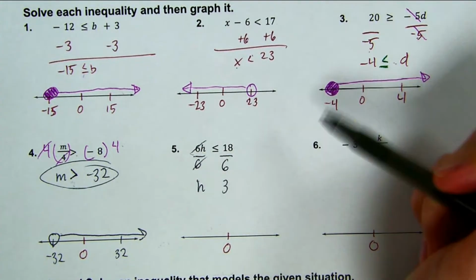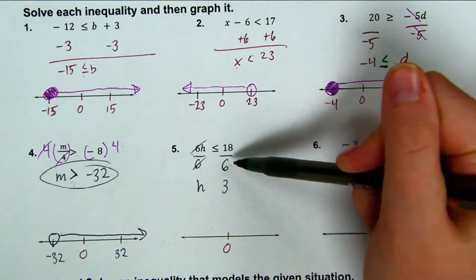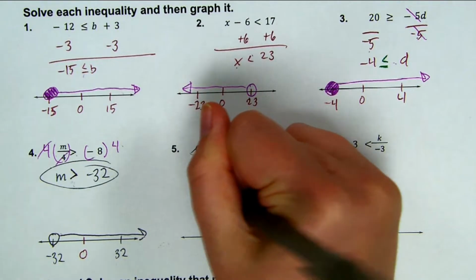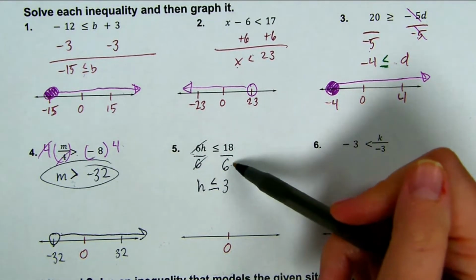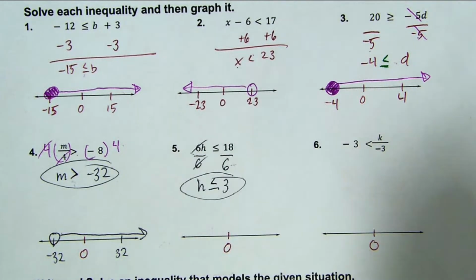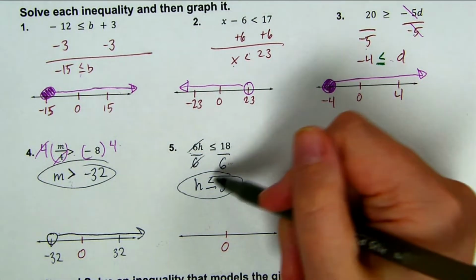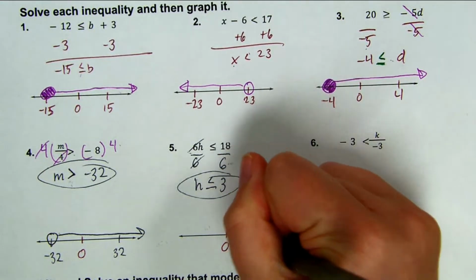Now, since I'm dividing both sides by positive 6, I do not need to change the direction of the inequality sign. If I was dividing by a negative number, then I would. But since this is positive 6 that we're doing to both sides, we do not need to worry about that. So I need to graph h is less than or equal to 3. So I'll have 3 on the right, 3 on the left.